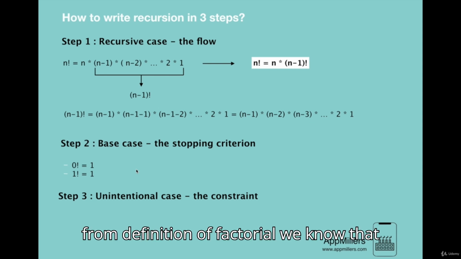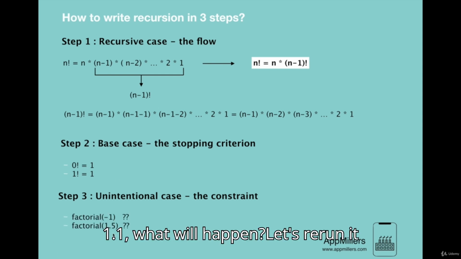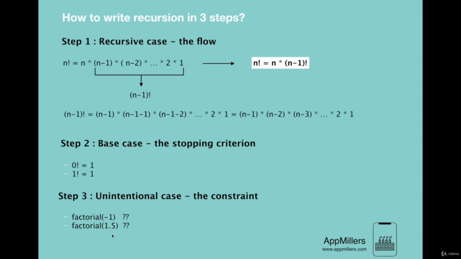From the definition of factorial, we know that it is calculated only for non-negative numbers. So if we run our function for minus 1 and 1.1, what will happen? Let's rerun it and see what's happening.